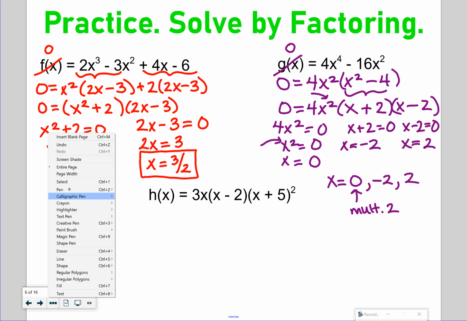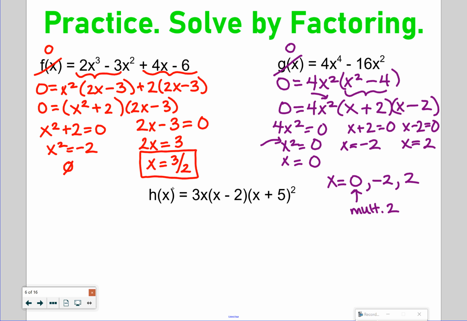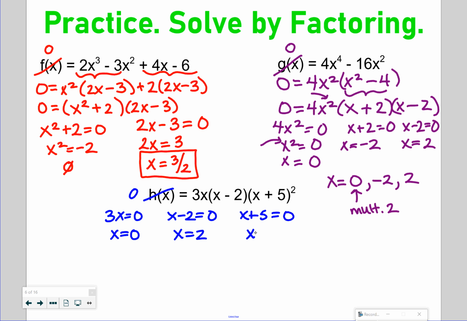And then I saved the easiest one for last for you guys here. This one's already in factored form. If I set it equal to 0, I just need to set each factor equal to 0. You should get 0, 2, and -5. And again, just make a note, -5 has a multiplicity of 2 because that factor occurred twice, and therefore the solution occurred twice in that equation.